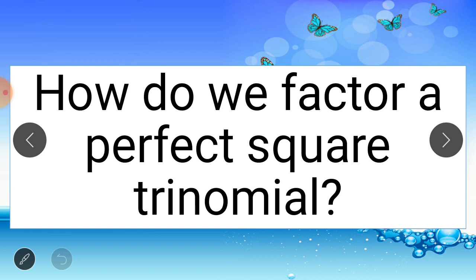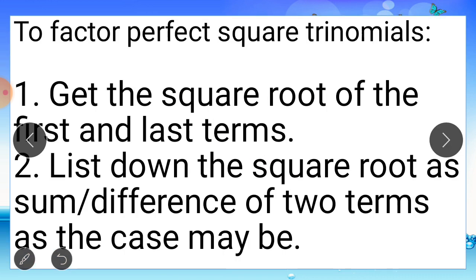So how do we factor a perfect square trinomial? These are the steps. Number 1, get the square root of the first and last terms. And number 2, list down the square roots as sum or difference of two terms, as the case may be.